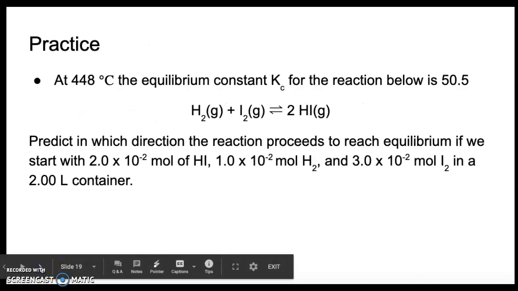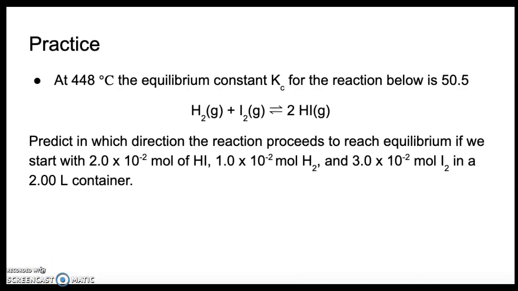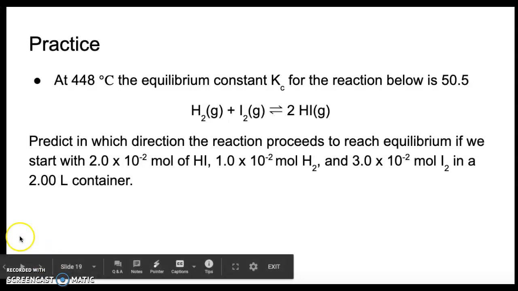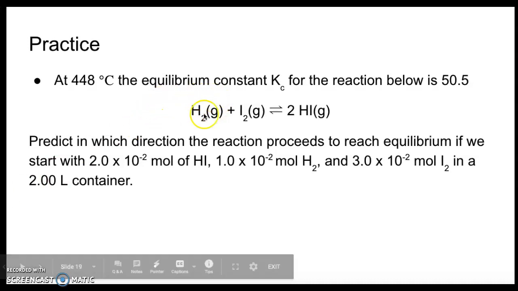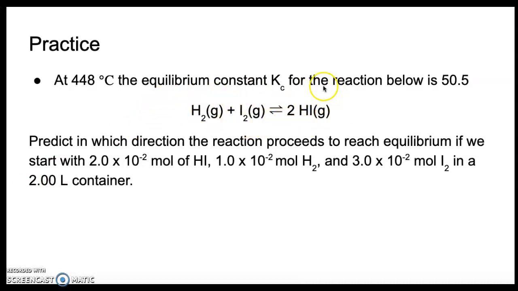All right, so I want you to try one on your own here. At 448 degrees Celsius, the equilibrium constant for the reaction below is 50.5. So this reaction is hydrogen gas plus iodine gas forming hydrogen iodide. Now what I want you to do is take a second and see if you can figure out which direction the reaction is going to go in to reach equilibrium, if you're starting with these amounts of HI, hydrogen gas, and iodine gas, this time in a 2-liter container. So take a second and figure that out, and then in just a second I'll show you the answer.